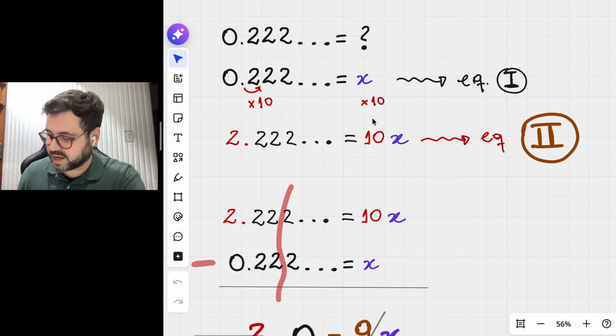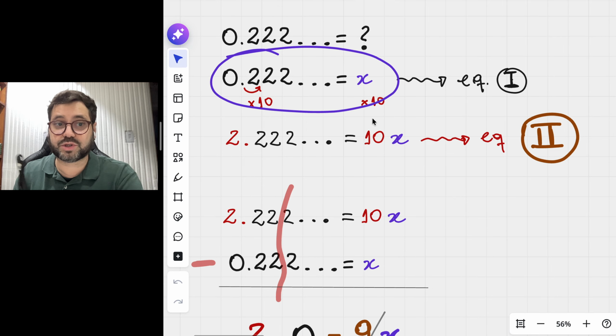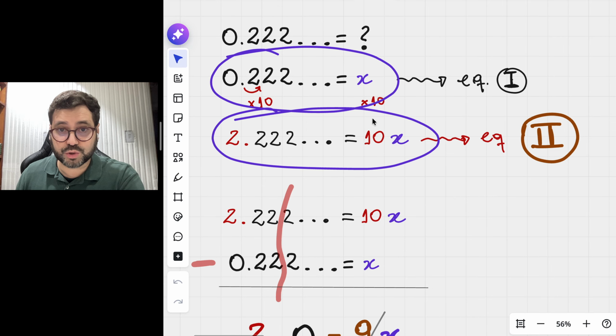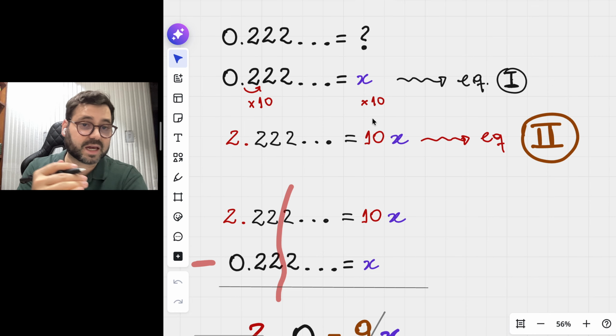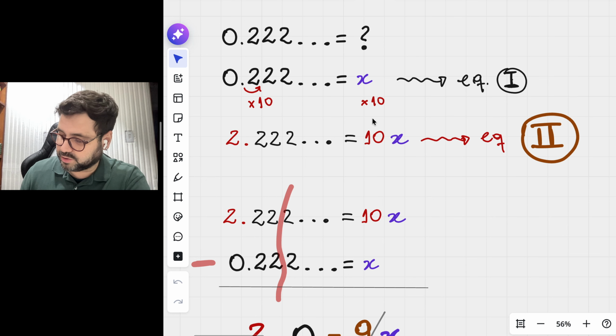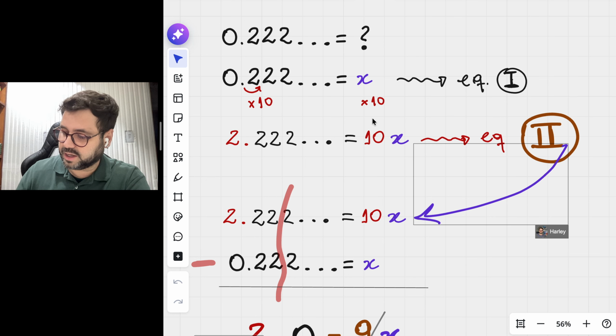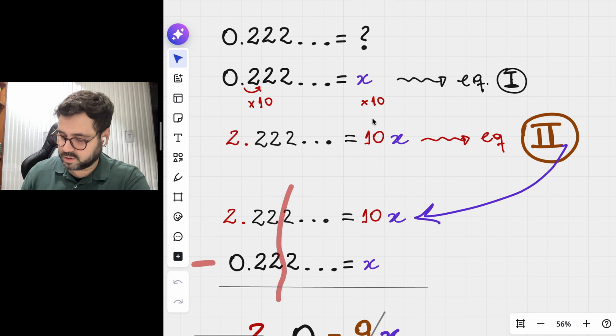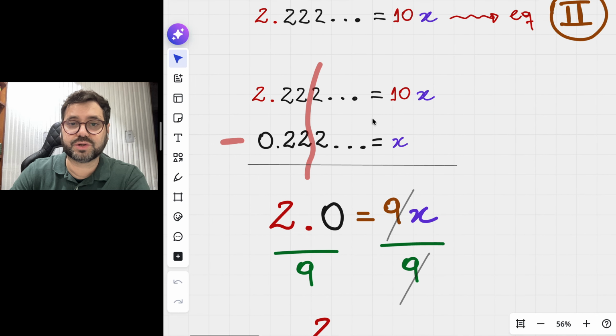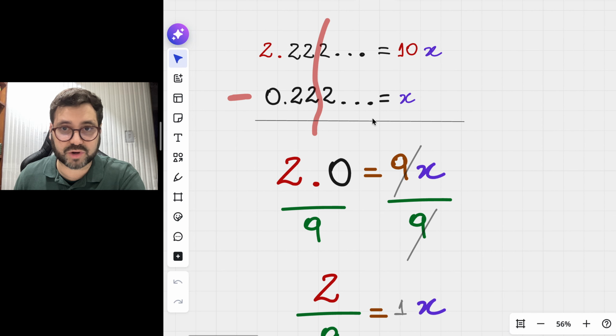Once I do that, I have now two equations. One, which is my question, 0.2 repeating as a fraction, x, and the other one, 2.222 repeating decimal equals 10x. Now, what I'm going to do is I'm going to subtract the second one by the first one. So I'm going to write the second one right here, and then the first one down here. Okay? And now I'm going to solve this difference, this subtraction.